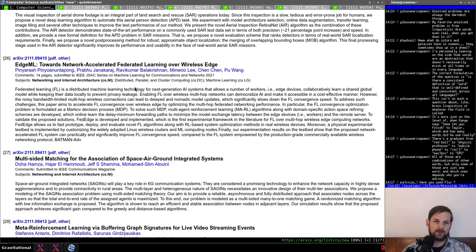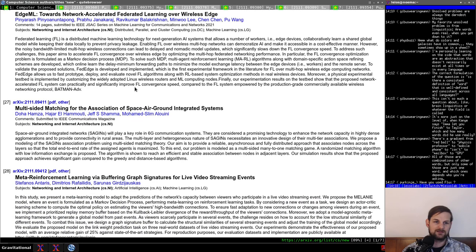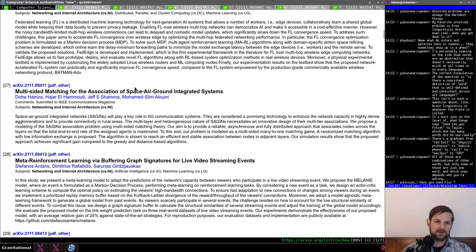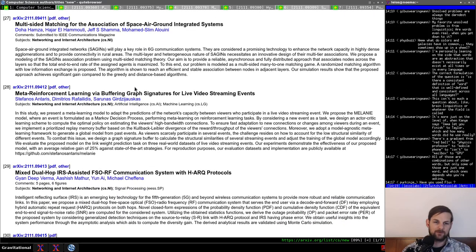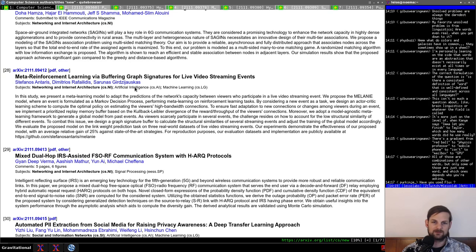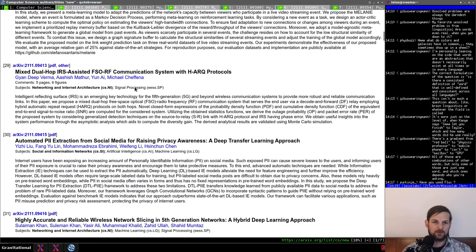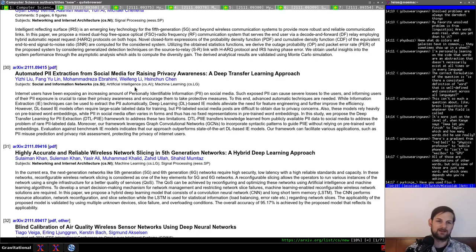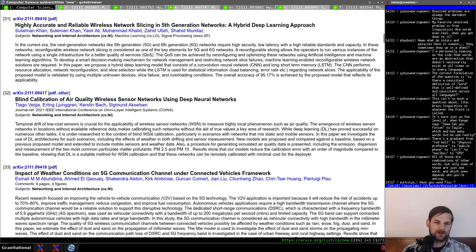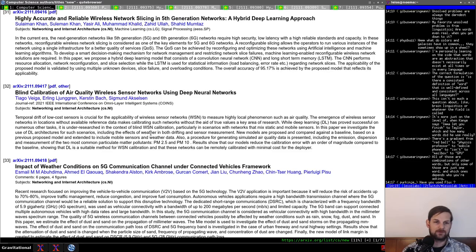Edge ML: towards network accelerated federated learning over wireless edge. Multi-sided matching for association of space, air, ground integrated systems. Meta reinforcement learning via buffering graph signatures for live video streaming events. Mixed dual-hop IRS-assisted FSO/RF communication systems with HARQ protocols. Automated PII extraction from social media for raising privacy awareness: a deep transfer learning approach. Highly accurate and reliable wireless network slicing in fifth generation networks. I'm going to start going a bit faster through these, just kind of going through and seeing what we have.